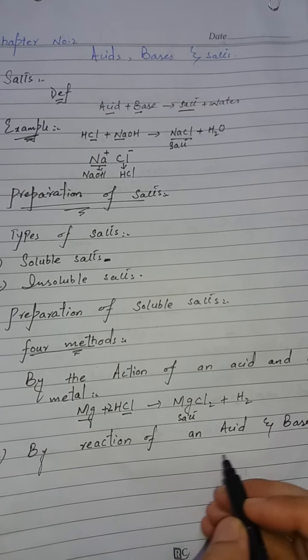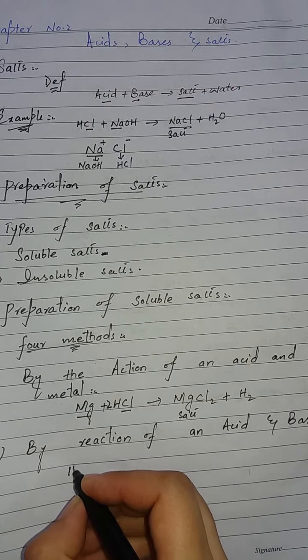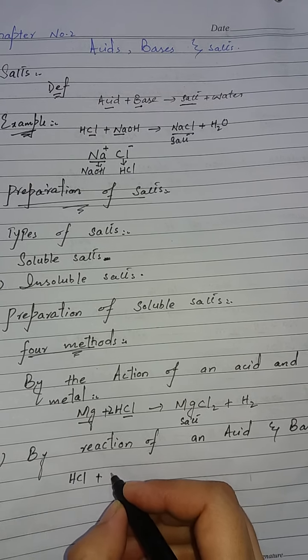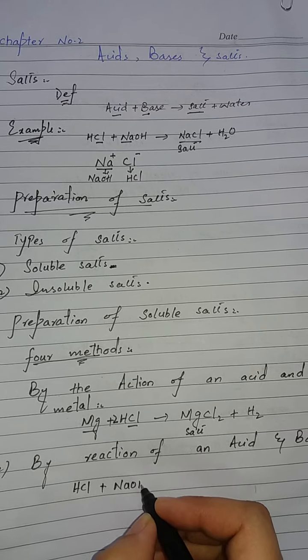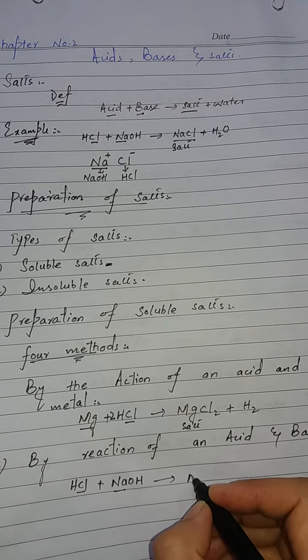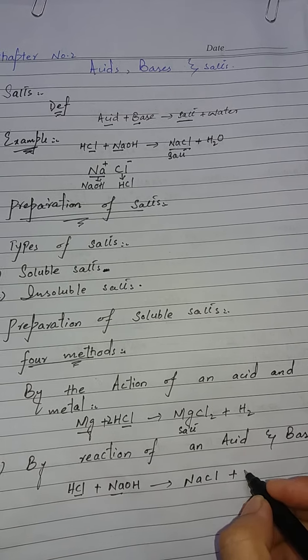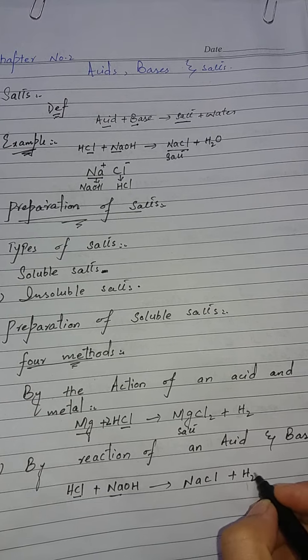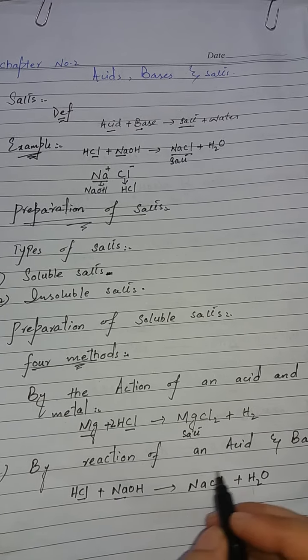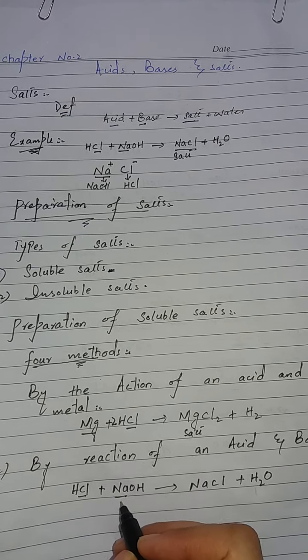Second method is by the reaction of an acid and a base. When an acid such as HCl reacts with a base such as NaOH, it forms salt and water. Here Na reacts with Cl and forms NaCl. Here H reacts with OH ions and forms H2O. So salt is also formed from the neutralization reaction of acid with base.